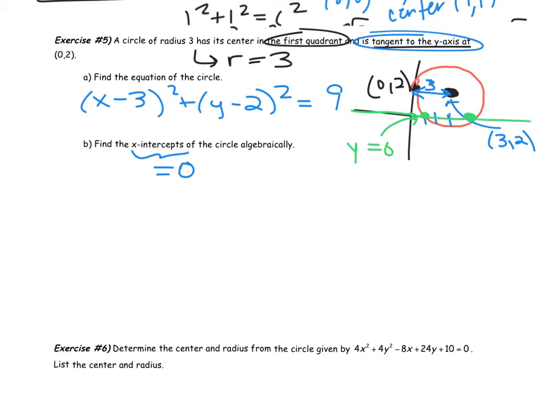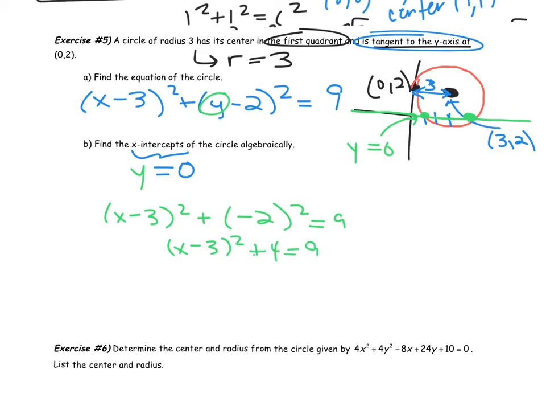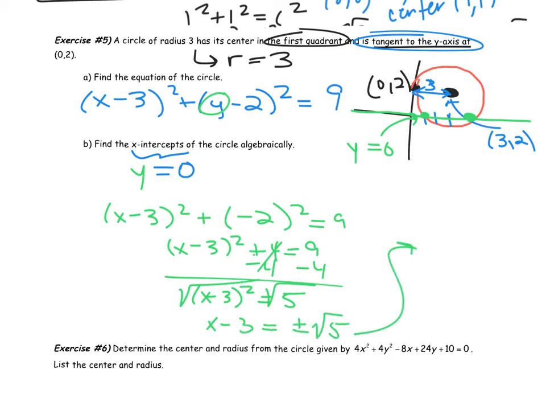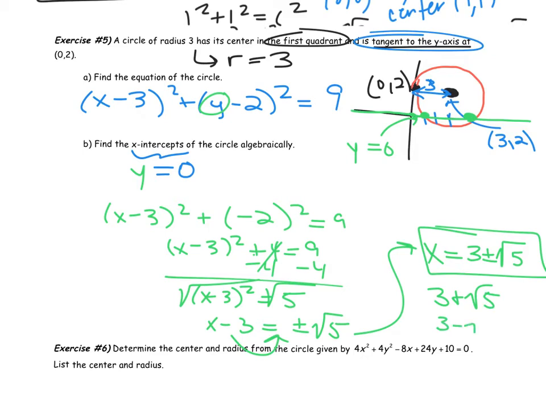So when y equals 0, we still have that x minus 3 squared plus negative 2 squared is equal to 9, because I plugged in y to be 0. I'll have x minus 3 squared plus 4 is equal to 9. Subtract the 4. I'll have x minus 3 squared is equal to 5. Square root both sides, so I'll have x minus 3 equals plus minus the square root of 5. We want to get x by itself, so I'm going to bring over that negative 3. So I'll have 3 plus minus the square root of 5. So those are my x-intercepts. You'll have 3 plus radical 5 and 3 minus radical 5.